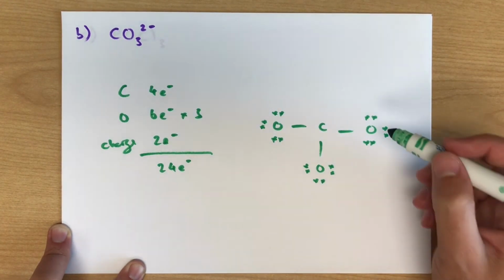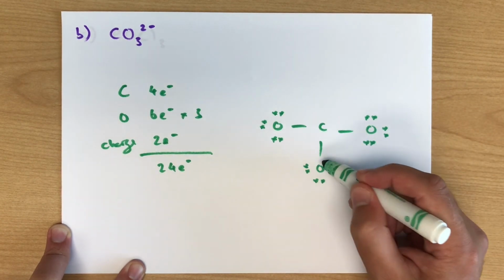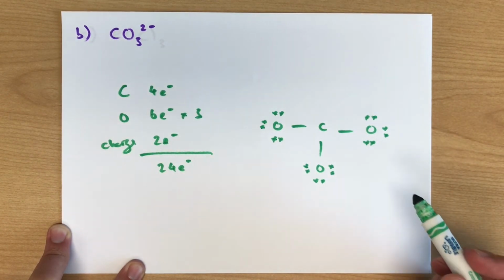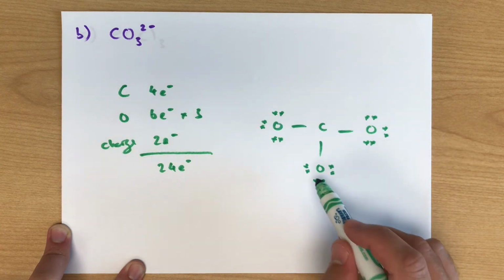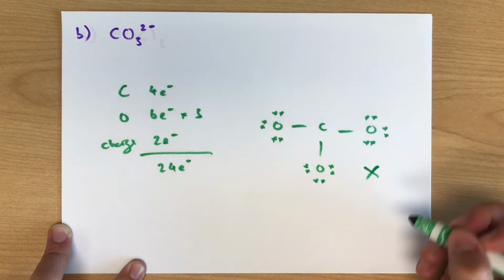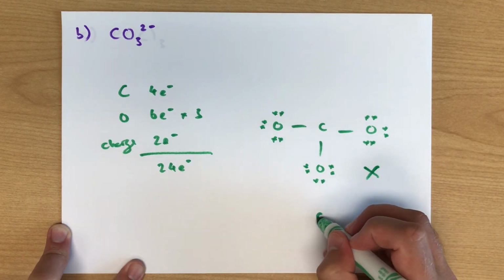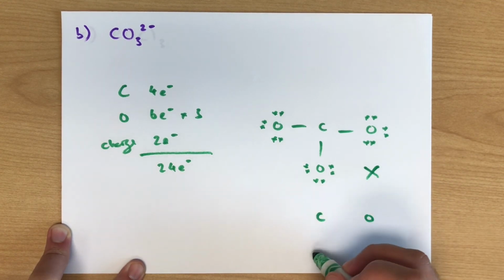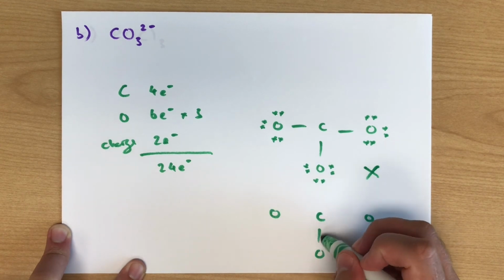How many electrons have I used? 8 there, plus 8 more is 16, plus 8 more is 24. So I've used all my electrons, all the oxygens are full. Carbon's only got 6, therefore this is not the correct Lewis structure. Try again. This time I'm going to have a double bond.